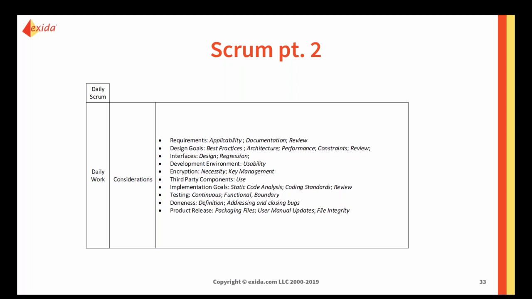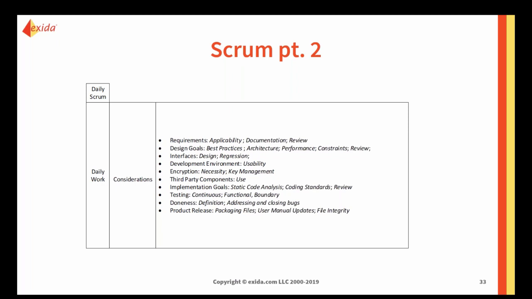I'm also worried about doneness. Again, we have to define what done is for a particular sprint. So as a group, we've got to define that. We've got to decide whether we're adhering to it. We come up with bugs. We've got to figure out how we are going to address them. How do we close them? How do we communicate with other people that we need to really consider changing their parts of the code, and how we merge in bug fixes and so forth?